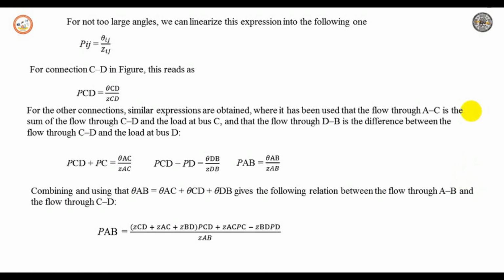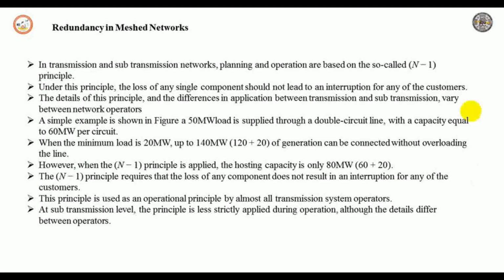Moving on, we'll see some redundancy in meshed networks. In transmission and sub-transmission networks, the planning and operation are based on the N-1 principle. Under this principle, the loss of a single component should not lead to an interruption for any other customers. The details of this principle and the differences in its application between transmission and sub-transmission vary from network operator to network operator.